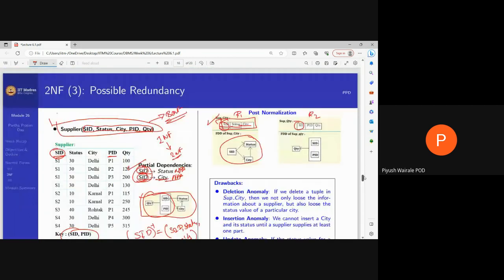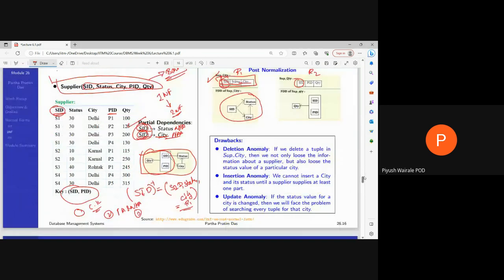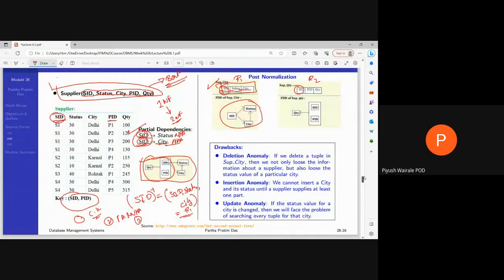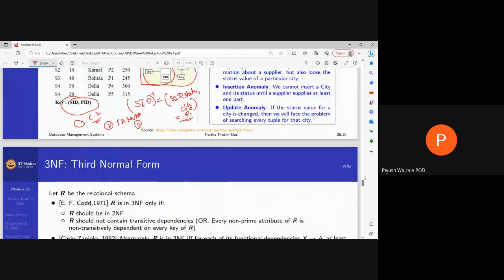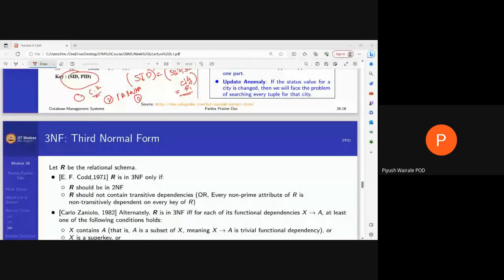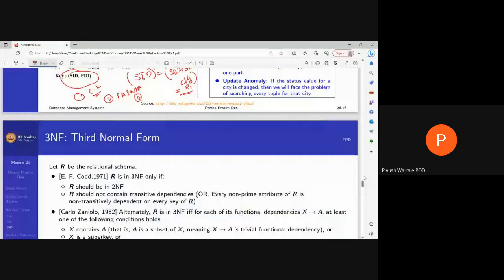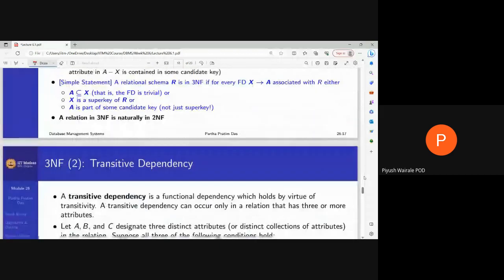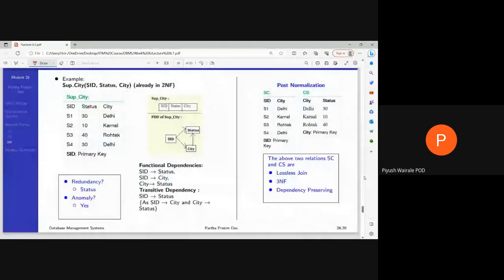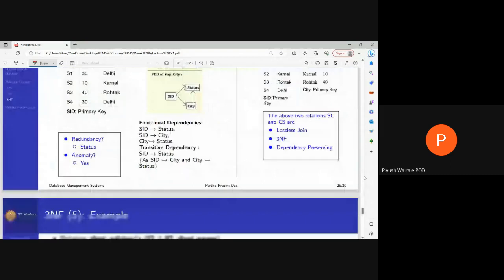Okay, anyone, any doubt? Maybe I will take a few examples from the practice assignment to discuss, then it will be more clear. First let me complete 3NF, then we'll take a few examples.